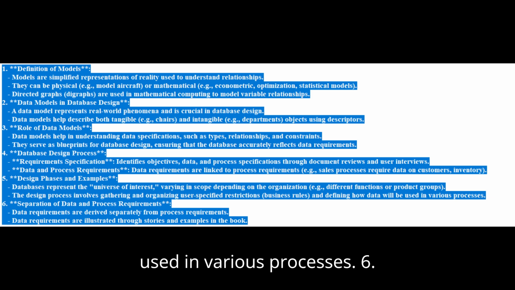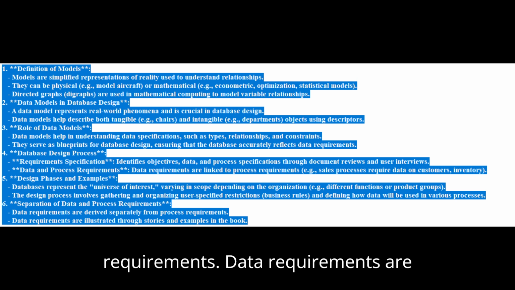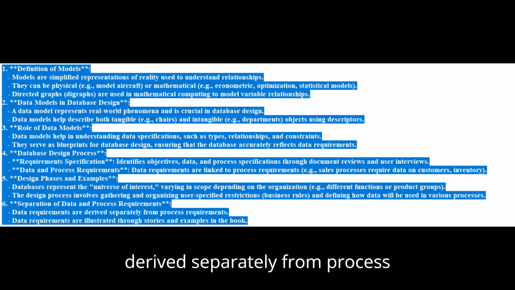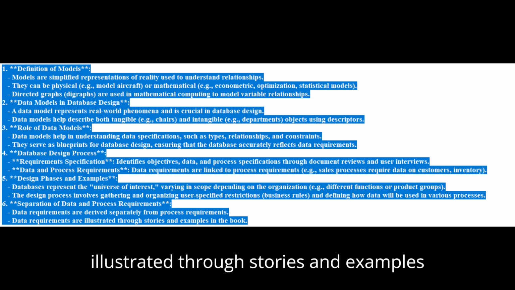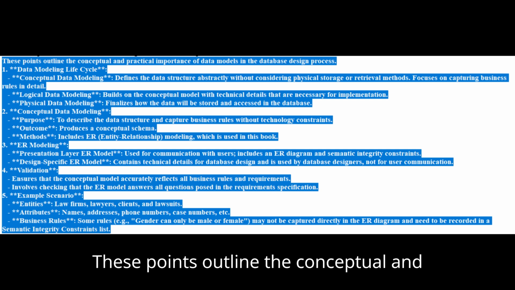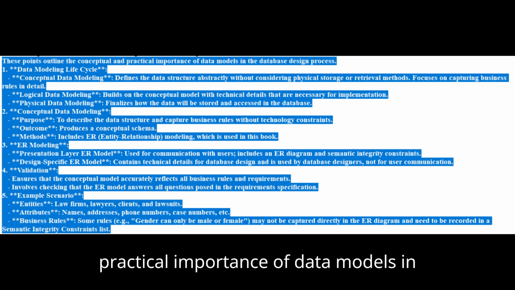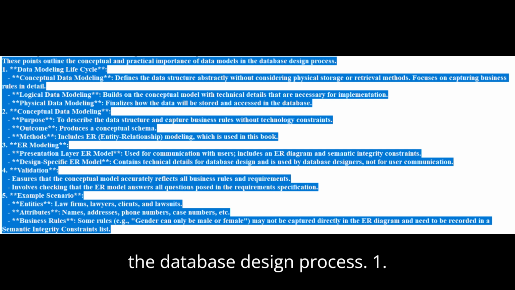6. Separation of data and process requirements. Data requirements are derived separately from process requirements. Data requirements are illustrated through stories and examples in the book. These points outline the conceptual and practical importance of data models in the database design process.